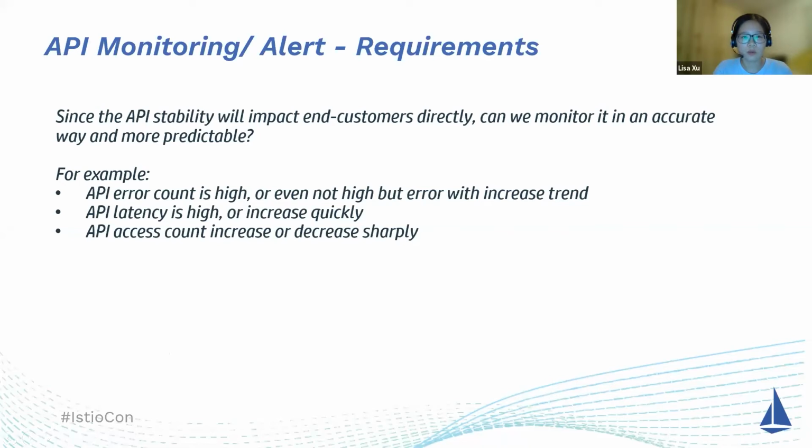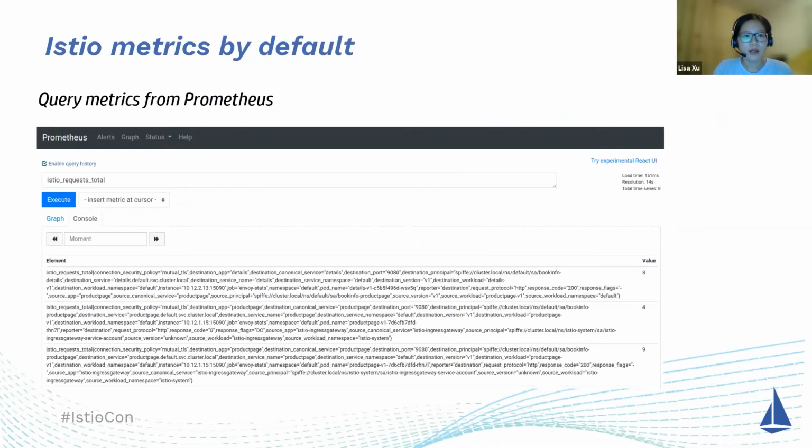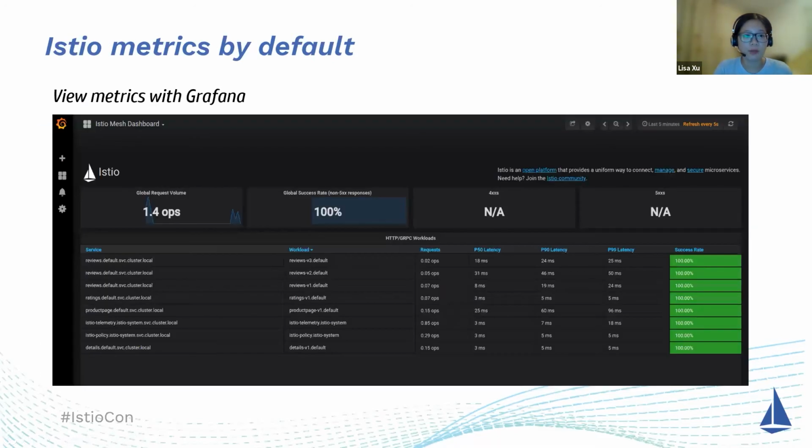We want to, based on the API level, do the monitoring. So we look into what the original Istio did for the metrics part. As I mentioned in the beginning, Istio is able to generate lots of metrics by default, and you can query these metrics from the original Envoy proxy via Prometheus inside of Istio. What's more, you can also view these metrics in a graph now.